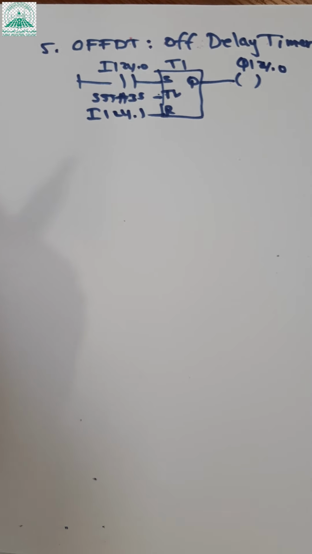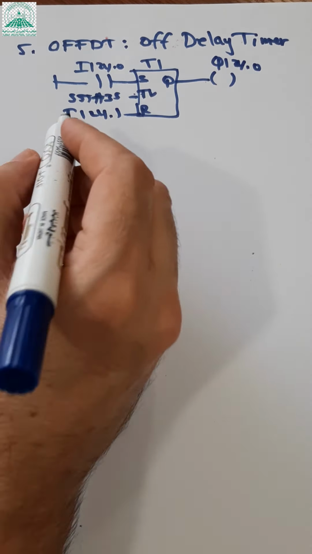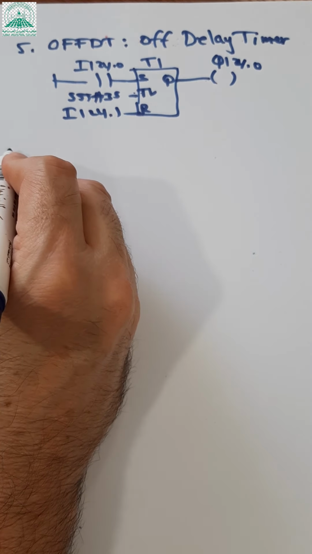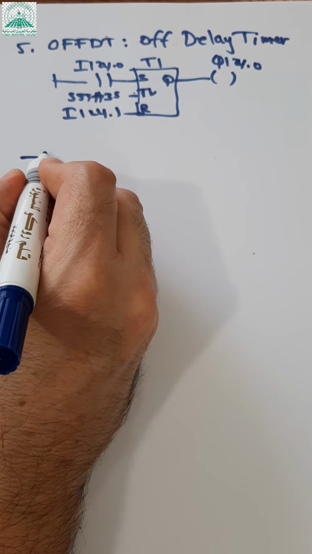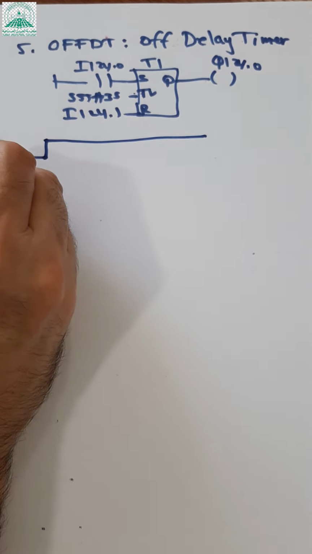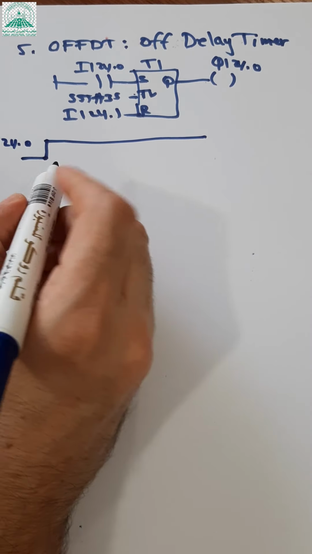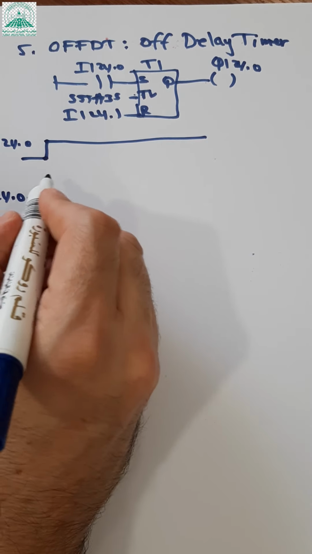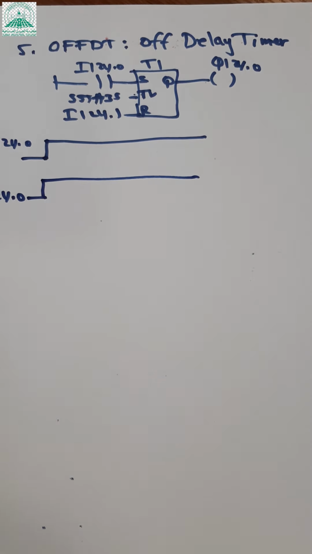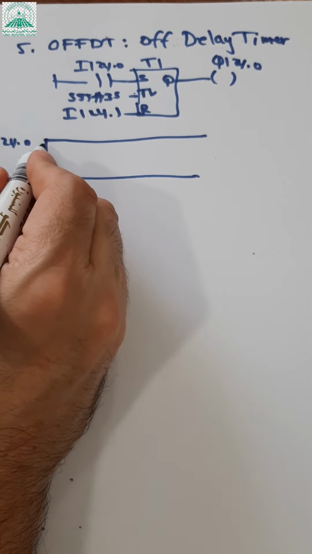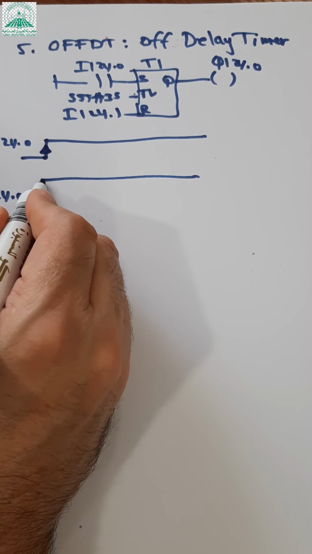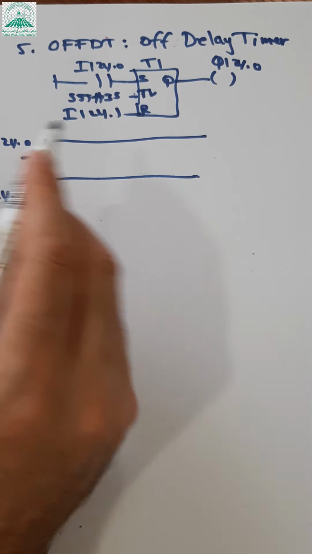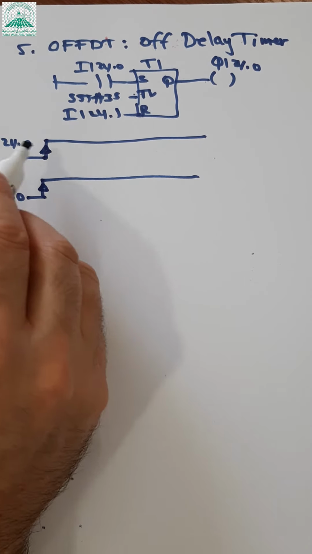Okay, and here is the timing diagram. If you make the I124.0 on, then the output Q124.0 will be on at the same time. Both of them are on at the same time. The output will follow the input because this is off delay, not on delay. For the on operation, the output will follow the input like a normal toggle switch.